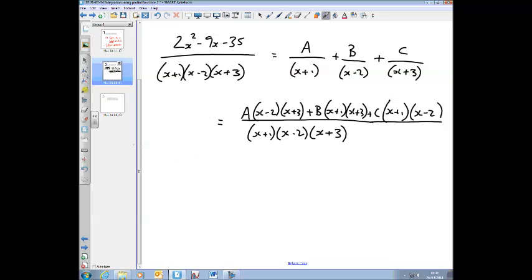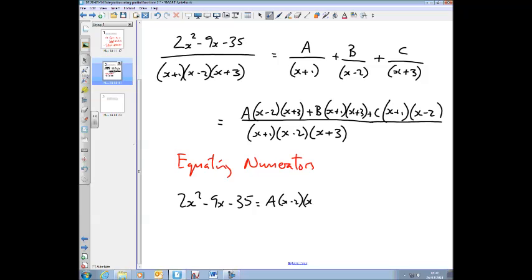So I've got, equating numerators, 2x squared minus 9x minus 35 equals the numerator on the right hand side, which is A times x minus 2 times x plus 3, plus B times x plus 1 times x plus 3, plus C times x plus 1 times x minus 2.